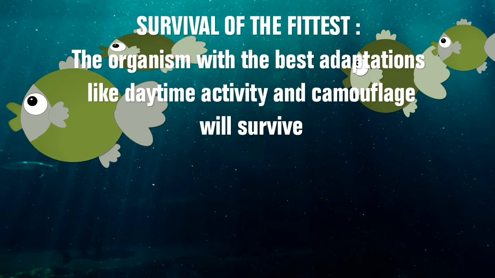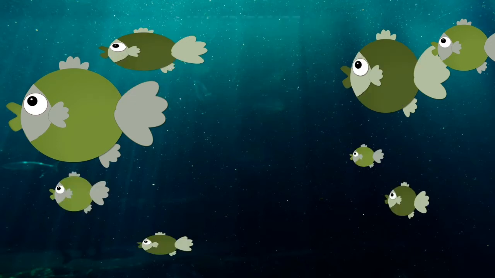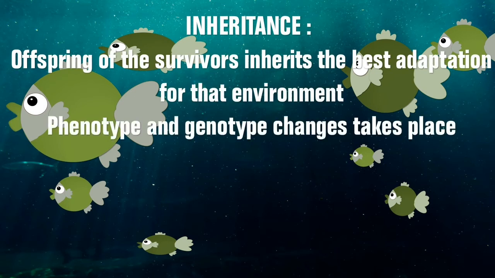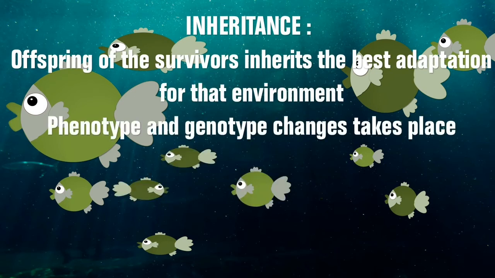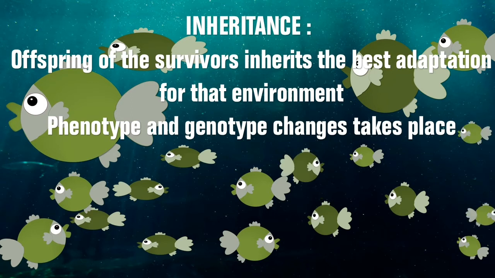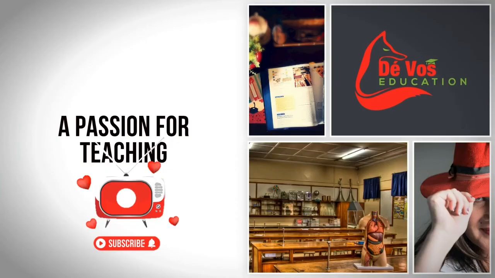These will then breed, and then the survivors will inherit these characteristics. So the offspring of the survivors inherits the best adaptations, and phenotype and genotype changes will then take place over a period of time. This is basically what natural selection is. It takes pre-existing variations, selects the best one for survival.